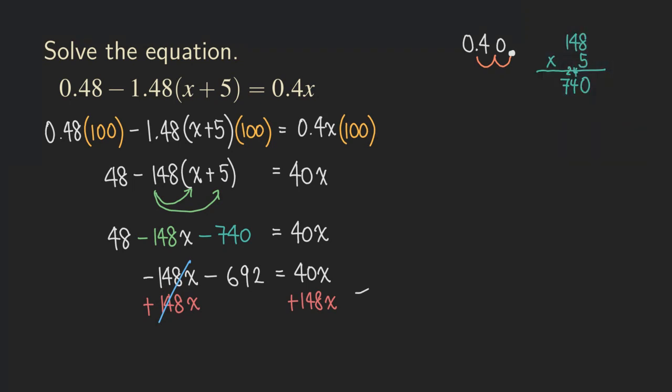So continuing with the calculation here, we are going to get negative 692 on the left side of the equation. And then what about the right side of the equation? We actually need to add the 40x and the 148x together. So we are going to get, what is that? That's 188. Yeah, so that's 188, right? 148 plus 40. So we get 188x.